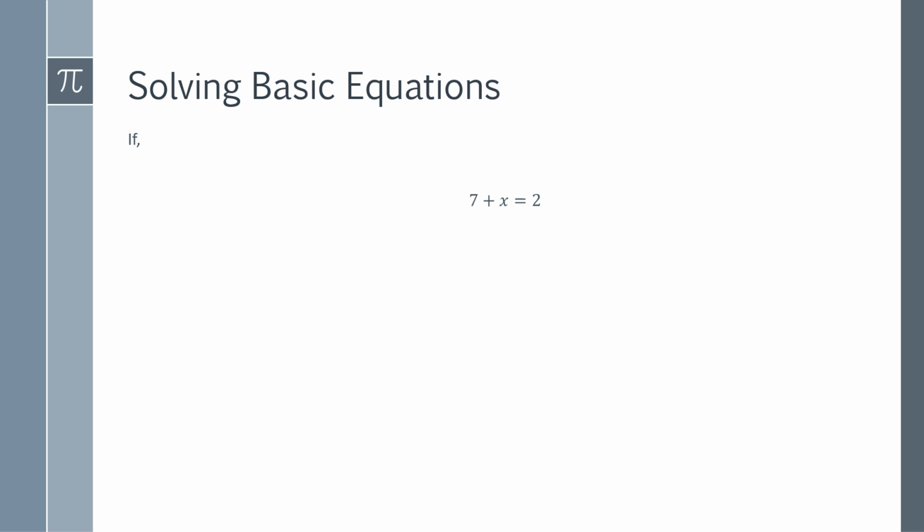So, to get x by itself, you need to subtract 7 from the left side. But according to the math gods, you have to also subtract 7 from the right side. So now we get this. 7 plus x equals 2. Subtract 7 from both sides. Now we have x equals 2 minus 7, which equals minus 5.